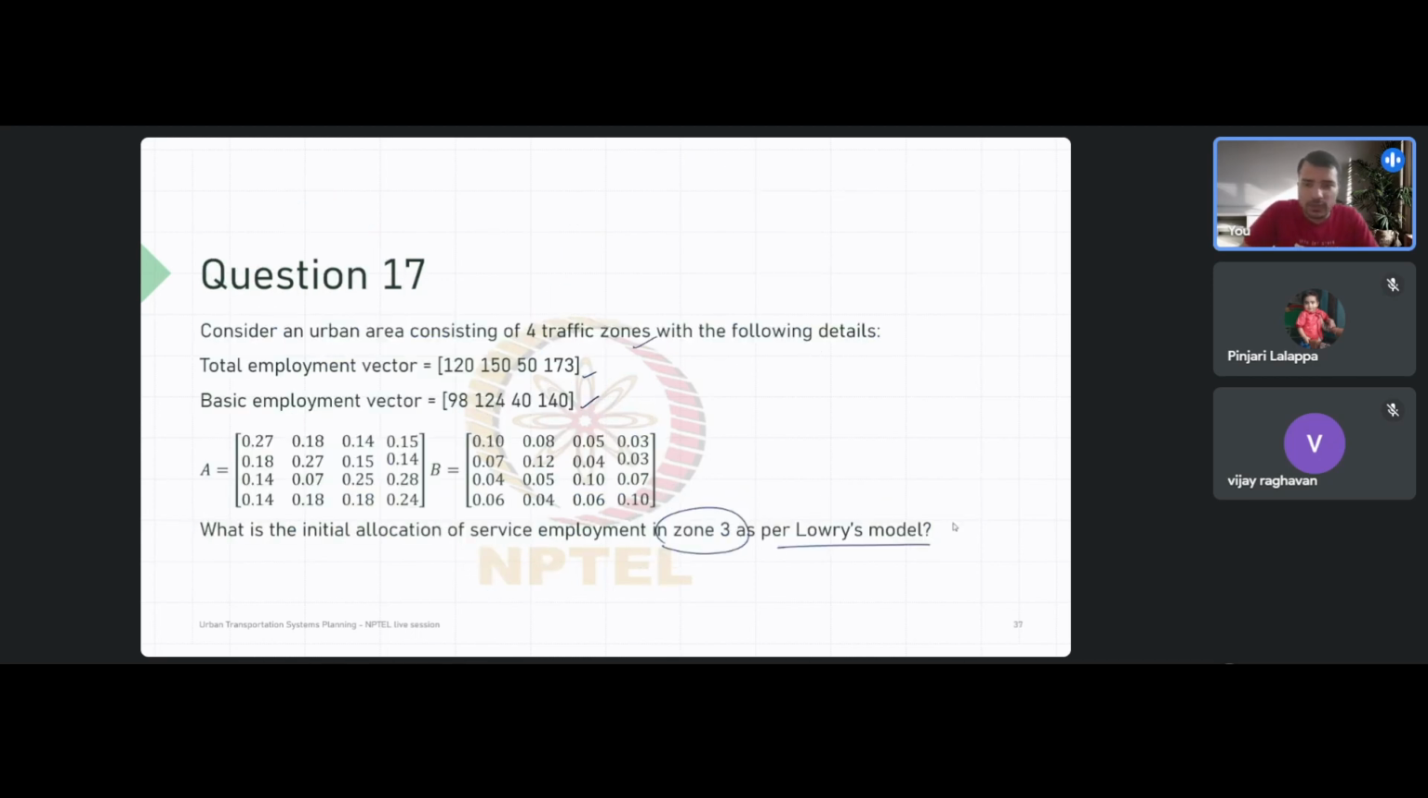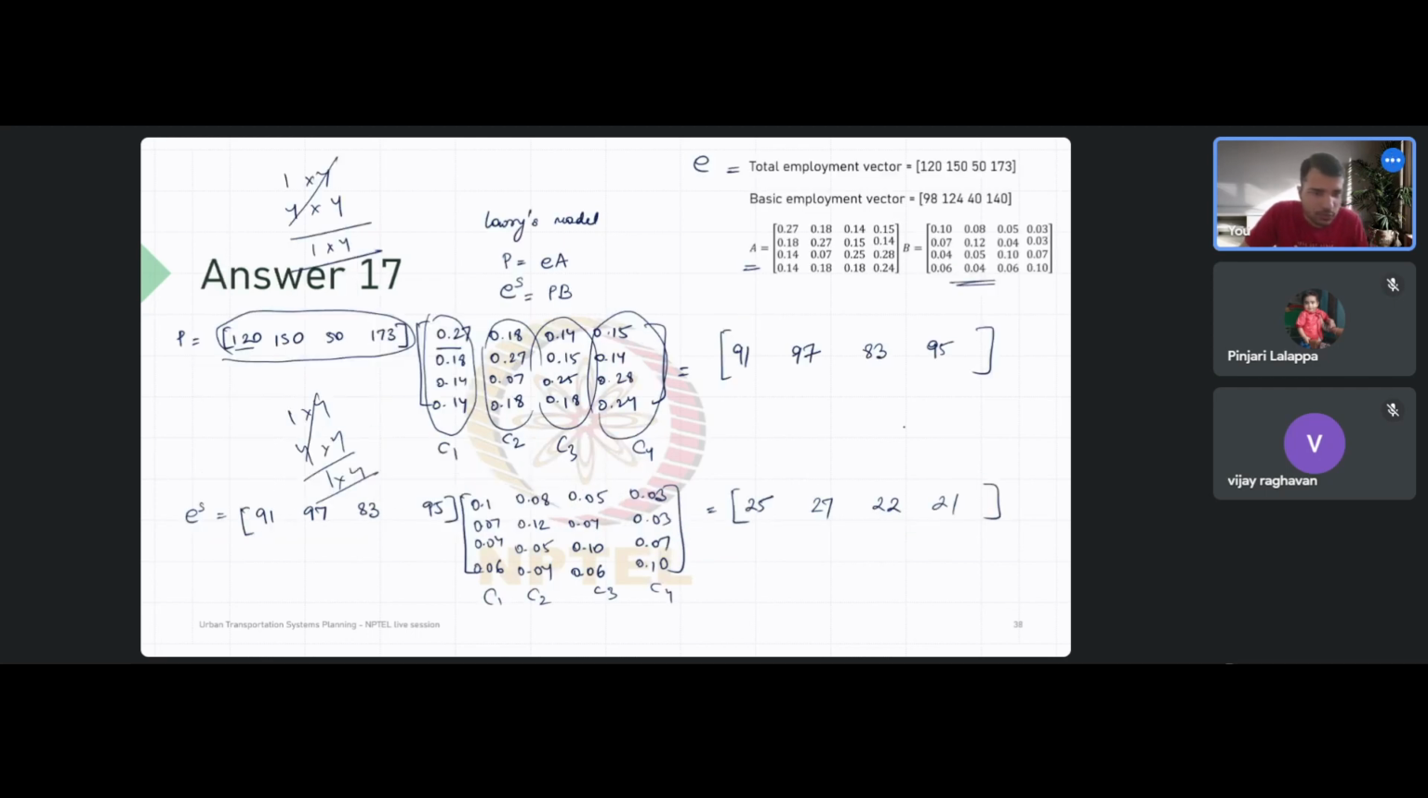And now what we needed was zone 3. Zone 3 will be simply the third element because we have four zones. So this will represent zone 1, this will represent zone 2, and so on up to zone 4. So the answer is 22.